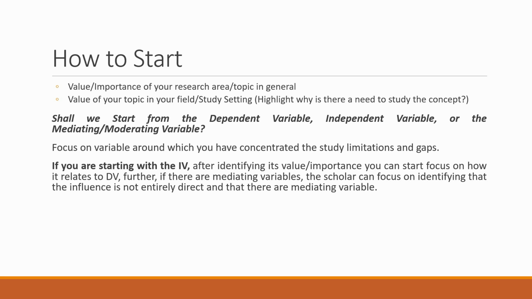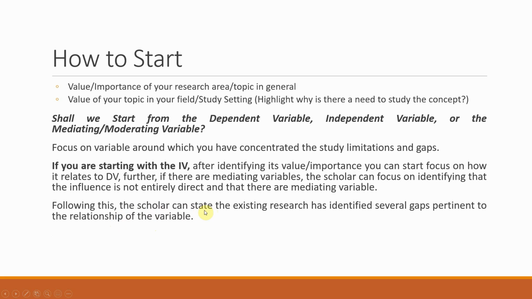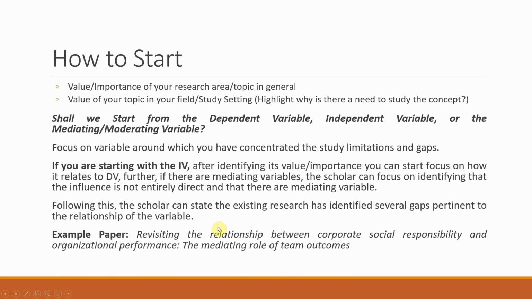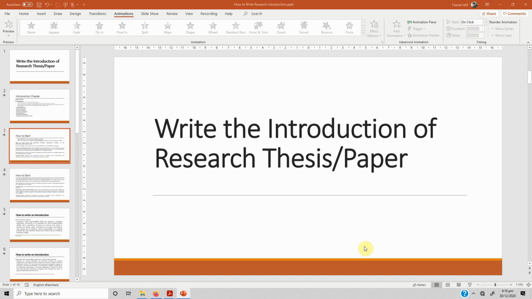And once you have mentioned the mediating variable, that the influence is not direct, the scholar can state that existing research has identified several gaps pertinent to the relationship of the variables. So there are gaps in existing research pertinent to how these variables are interrelated with each other. And then you start writing about your gaps. I've got an example paper here, revisiting the relationship between corporate social responsibility and organizational performance, the mediating role of team outcomes. The full reference will be shared in the description. Now let's have a look at this paper.